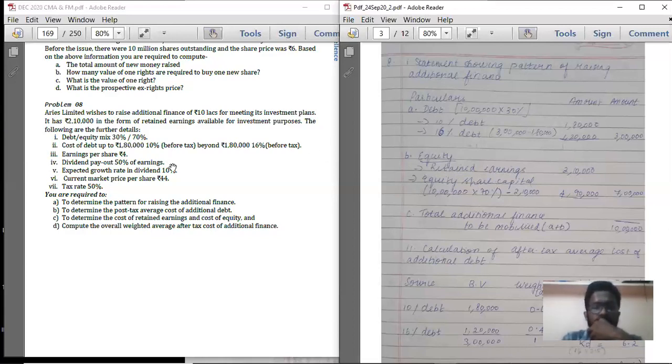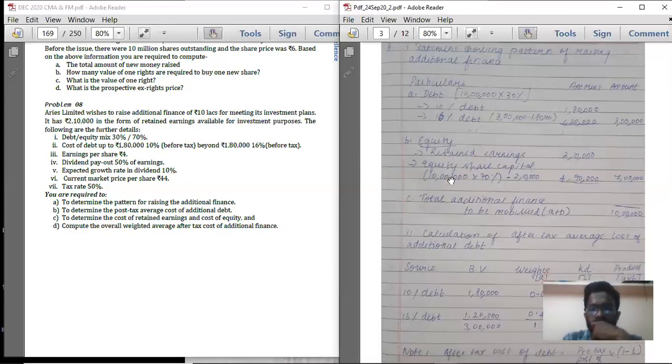Below that second arrow, mark equity share capital. How much is the percentage of total equity? 70%. So open a bracket: 10 lakh into 70%, close the bracket, minus the retained earnings, how much? 2,10,000. So 10 lakh into 70% minus 2,10,000, you are getting 4,90,000. In the inner amount column, record 4,90,000.